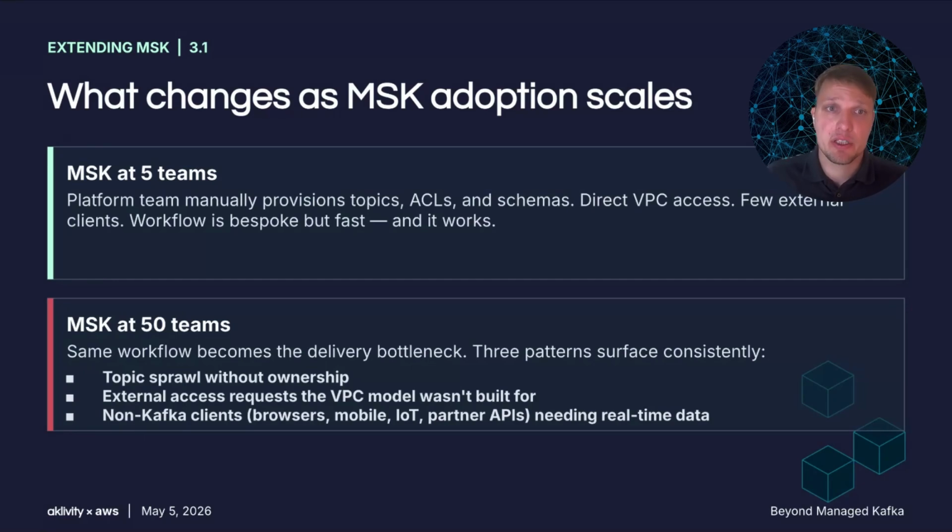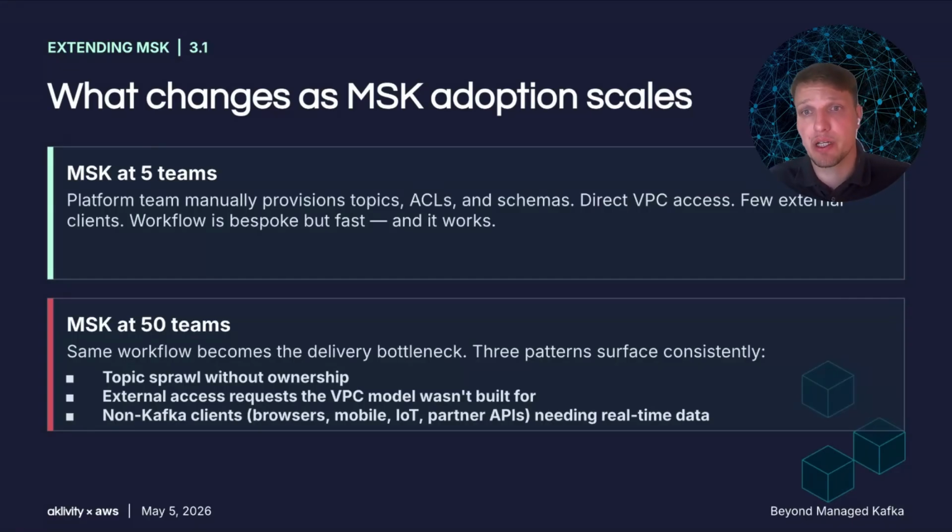First is topic sprawl without clear ownership. Second is external access requests that the VPC model wasn't designed for. And the third is non-Kafka clients, so things such as browsers, mobile apps, IoT sensors, or partner APIs that need real-time data. And what I want to stress is that this isn't an MSK-specific problem. It's actually a Kafka protocol and deployment model problem.